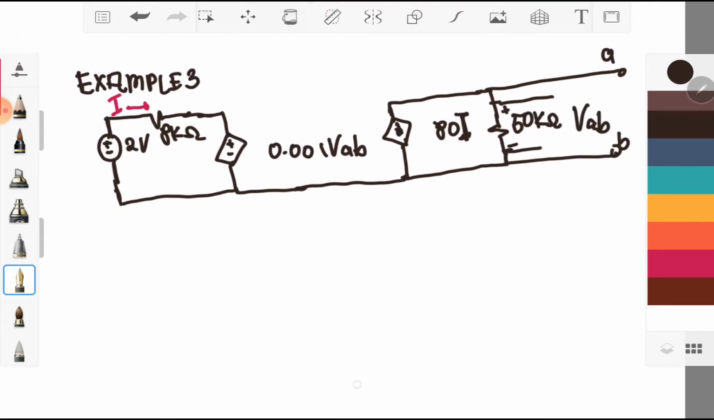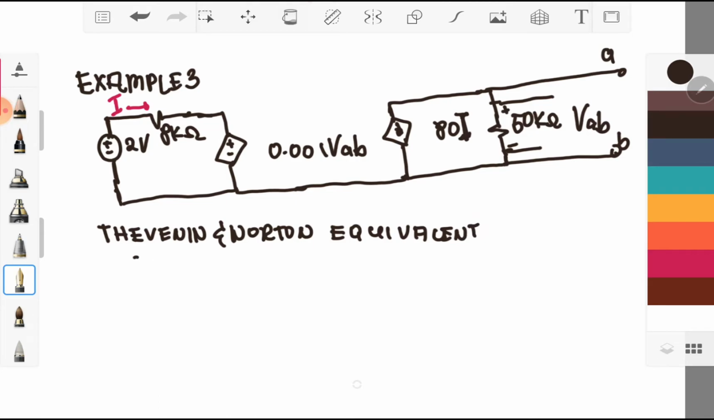The question is that find for the Thevenin equivalent circuit. Thevenin and Norton equivalent circuit. Okay. So how will you do it?